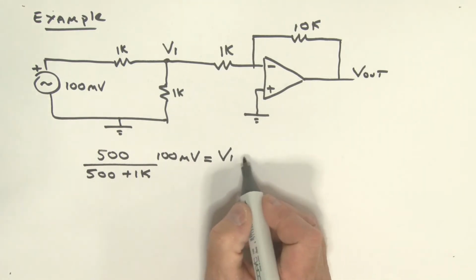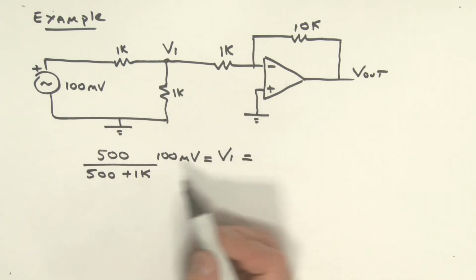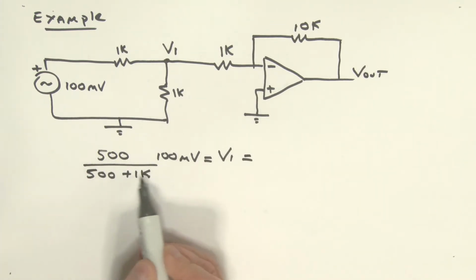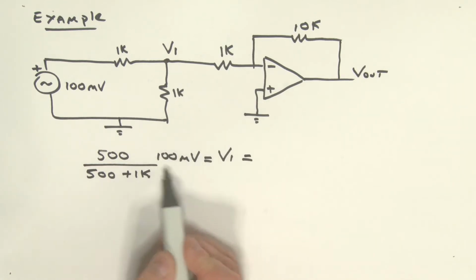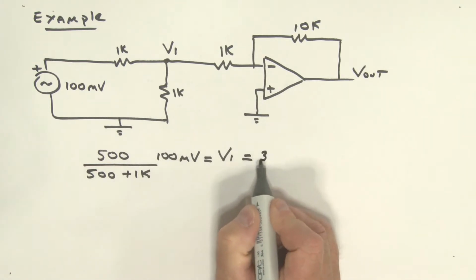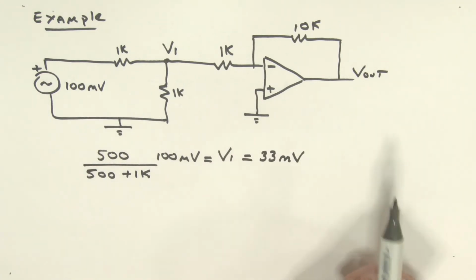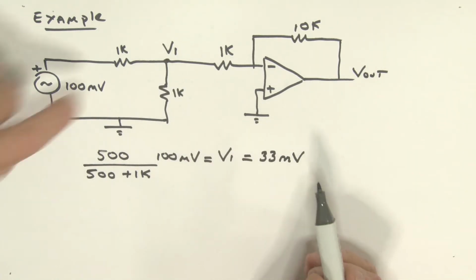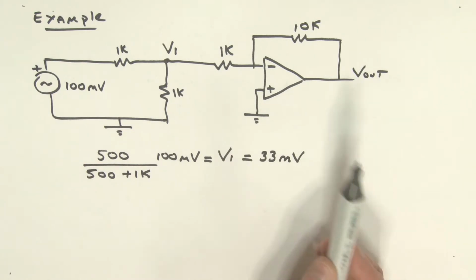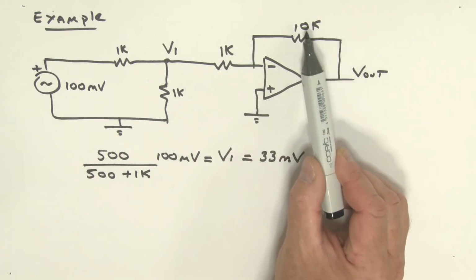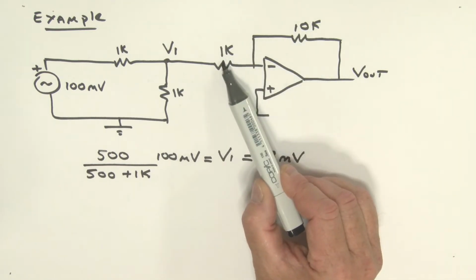So therefore, my V1 voltage then would be equal to, what is that? That's really 500 over 1.5 times 100. That is actually equal to 33 millivolts. Okay, so it's 33 millivolts at this point right here. Well, then that is fed into my inverting amplifier. My inverting amplifier will have a gain of what? The R2 over the R1 with a minus sign.